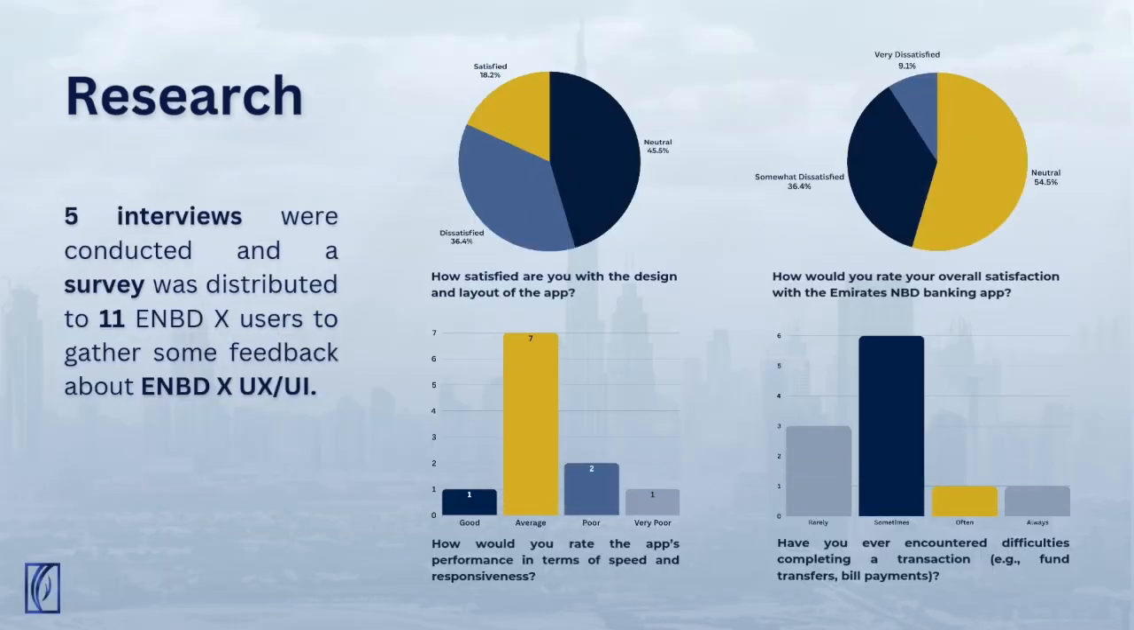So first, I conducted research. I conducted 5 interviews, and I interviewed different types of people, like different genders, ages, job titles, and also I distributed the survey to 11 different ADCB users to collect some feedback. These are the survey results. I decided to represent them in a diagram so that it's more visual and easy to read.